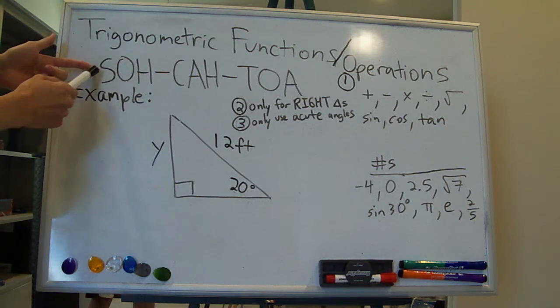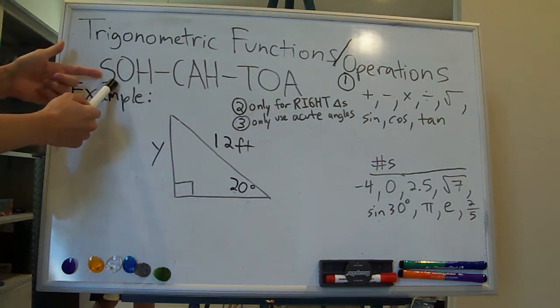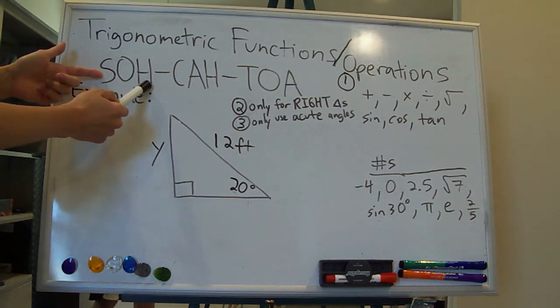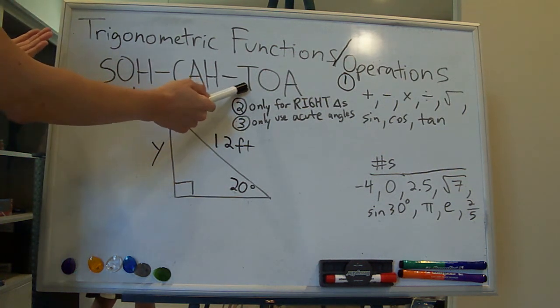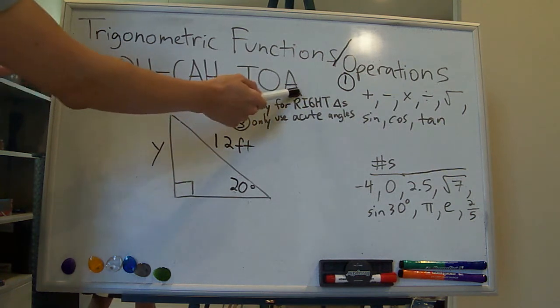And number four, SOH CAH TOA: sine of the angle equals the opposite side over the hypotenuse. Cosine of the angle equals the adjacent side over the hypotenuse. Tangent of the angle equals the opposite side over the adjacent side.